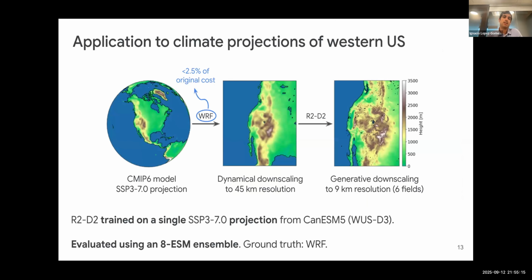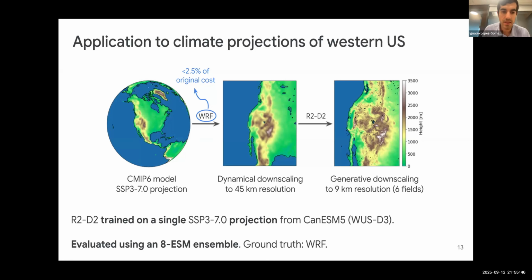So we've applied this methodology to climate projections over the Western United States. And the setup that we use for this project is shown in the schematic here on the slide. So the inputs that we used were CMIP6 models, so a few CMIP6 models for evaluation. They're all taken with the SSP3 forcing scenario. So we just chose one scenario for this particular study.